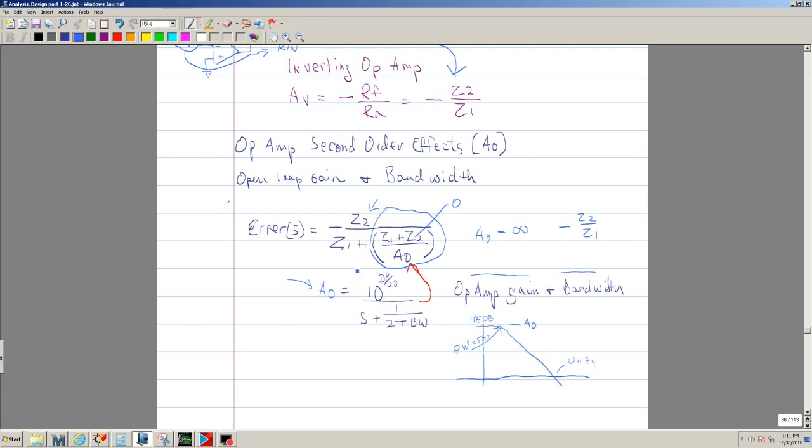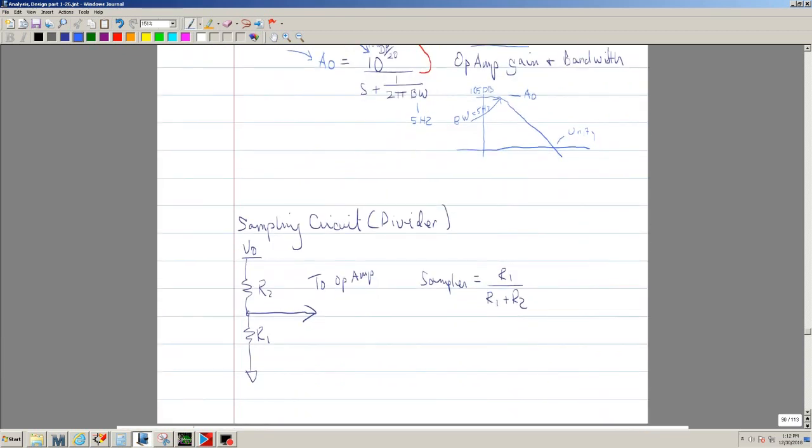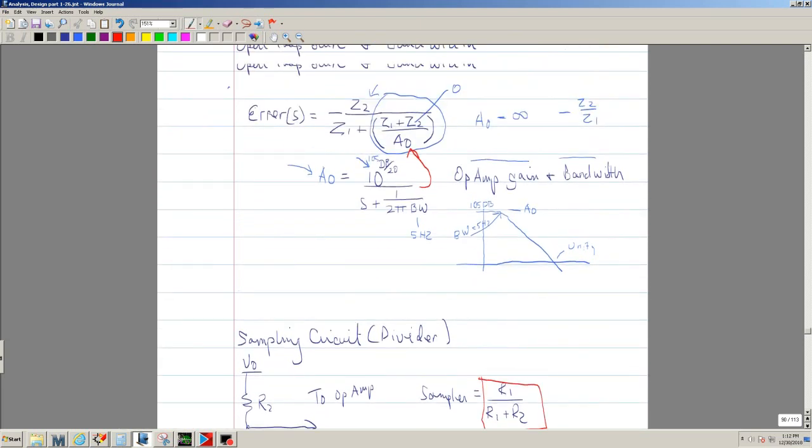Anyway, to model that, this is where I express the gain. Here you put the dB. So in this case, I would put 105 dB here, and then the bandwidth, that would be 5 Hertz. Hopefully that makes sense. And then the last is a divider network, so this is the equation. Now you have all of these equations. We're going to have this equation.